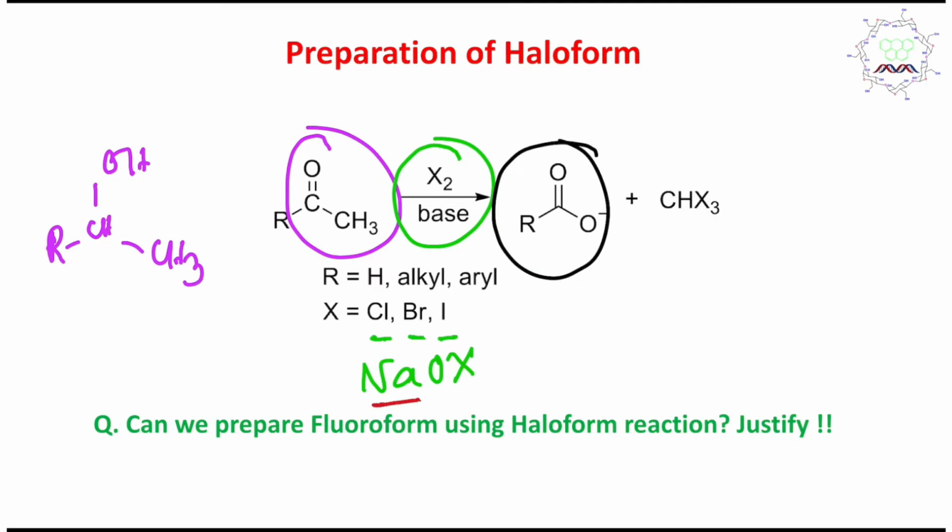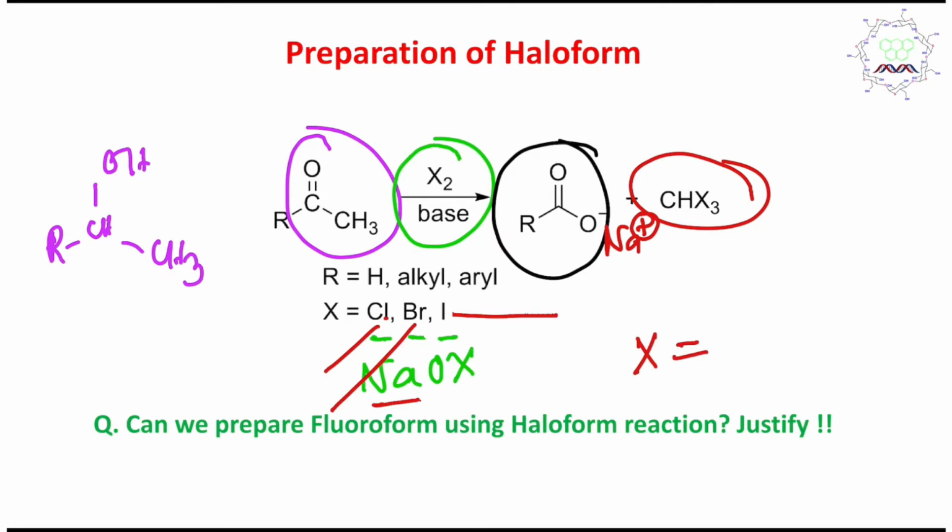If you take sodium hydroxide, it will be the sodium salt, and along with that it produces haloform. If you take chlorine, it's chloroform. If you take bromine, it's bromoform. If you take iodine, it is iodoform. This we know, but it is explained that X cannot be fluorine. Now the question: why can't we prepare fluoroform using this haloform reaction?